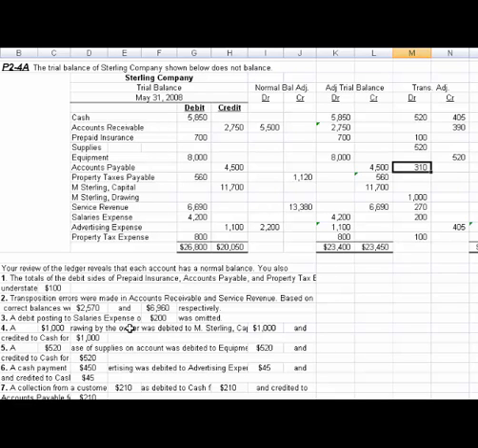Okay, now also there was this issue on number 5 of $520. A $520 purchase of supplies on account was debited to equipment for $520 and credited to cash for $520. Well, if that was made on account, then also within accounts payable, we need to increase that by the $520.